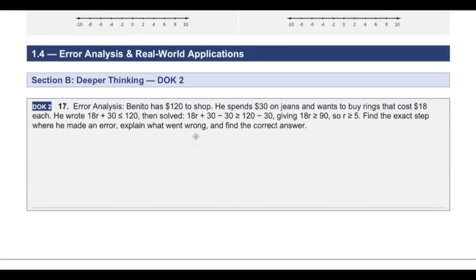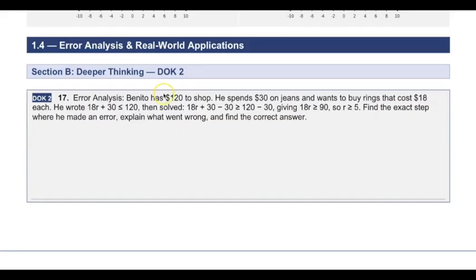Moving on to the next one, some DOK ones. Error analysis. Benito has $120 to shop. He spends $30 on jeans and wants to buy rings that cost $18 each. He wrote 18R + 30 < 120. That is correct. He has $120 to shop, so he has to spend less than 120.